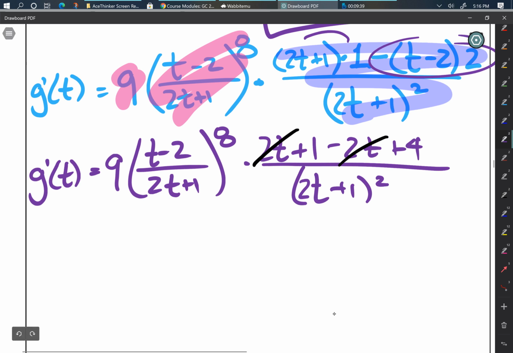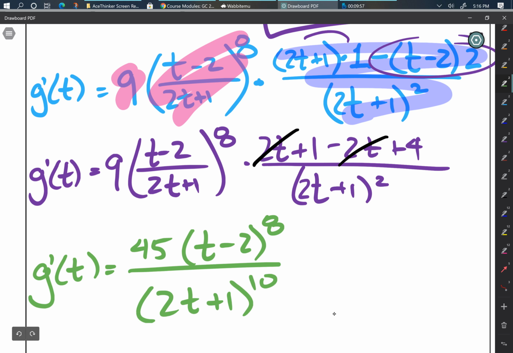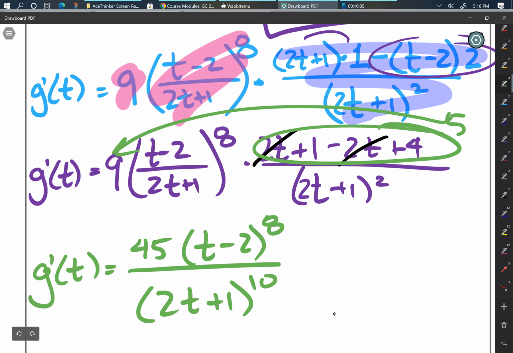Okay. So then finally, writing it all pretty and wrapping it up with a bow, at the bottom I've got g prime of t is going to be equal to 45 times t minus 2 to the 8th over 2t plus 1 to the 10th. Now if you're wondering where that green came from, that's 5. 5 times 9 is 45. T minus 2 is being raised to the 8th, so I can think of that as 8th. And then these are the same, so I can combine the exponents. And there's my final answer.